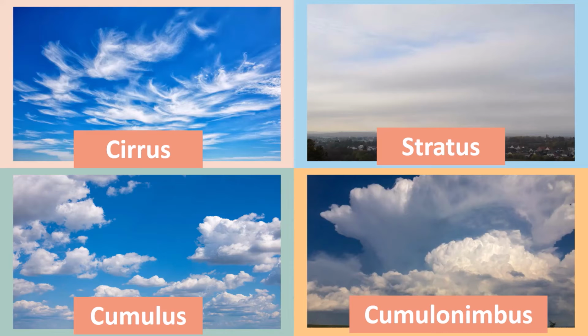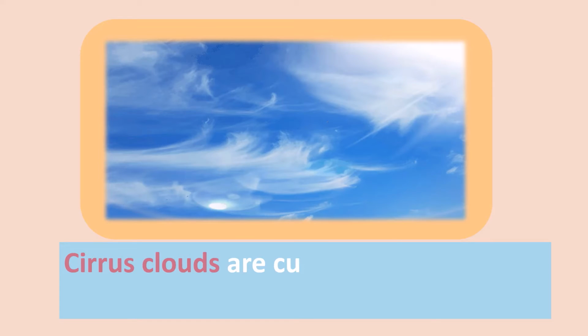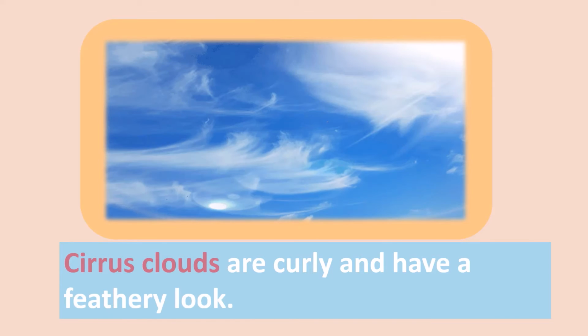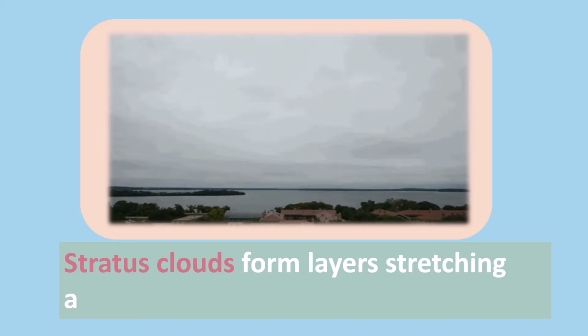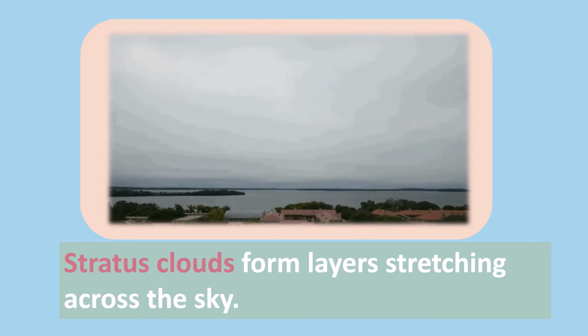Now, students, let's learn more about each cloud. Cirrus clouds are white. They are curly and have a feathery look. The sun can shine through them. Second, we have stratus clouds. Stratus clouds form layers stretching across the sky. They often cover the whole sky, giving a dull gray day, and sometimes light drizzle falls out of these clouds.